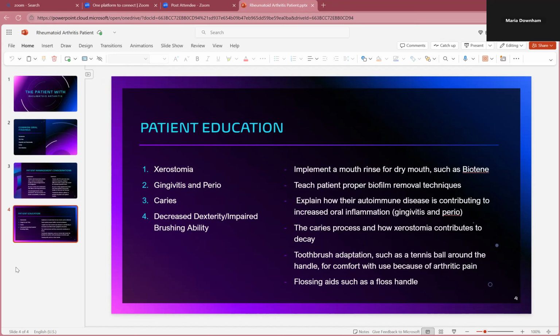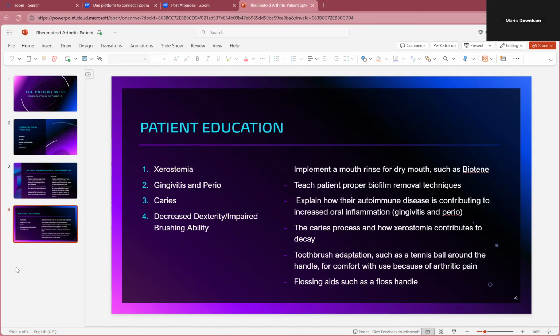So, going over patient education for the patient with rheumatoid arthritis, we want to make sure that they know how xerostomia can impact their overall oral health, and talk about the process of caries and how that can lead to caries. And we want to talk about gingivitis and periodontitis and how to maintain their gum health, as well as caries because of that xerostomia, they're at an increased risk.